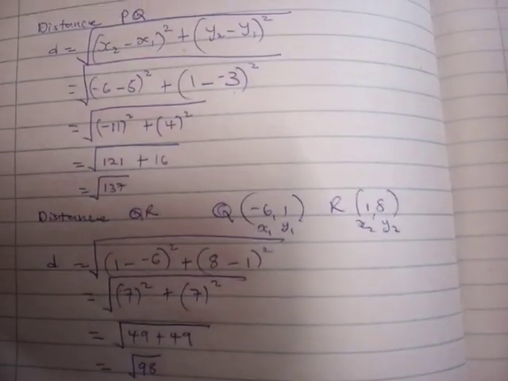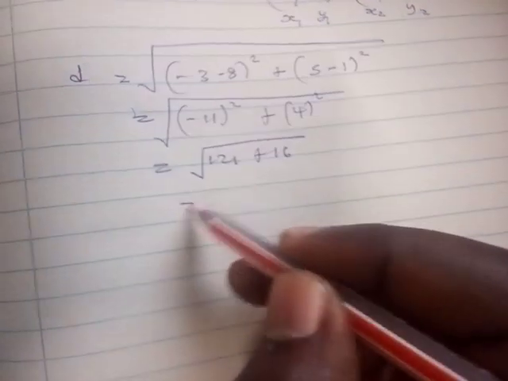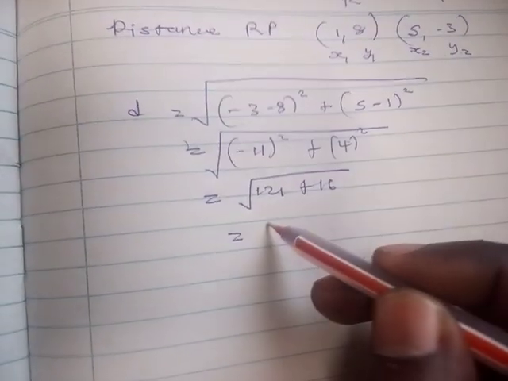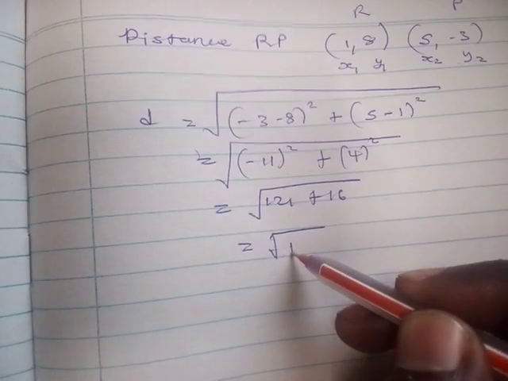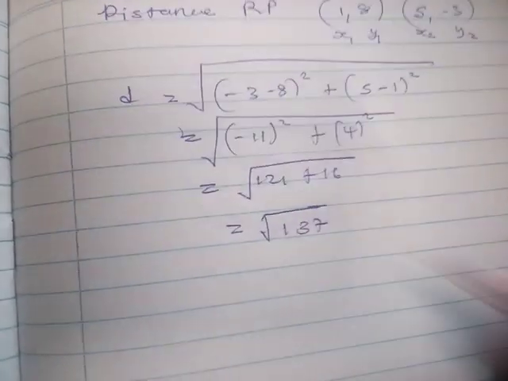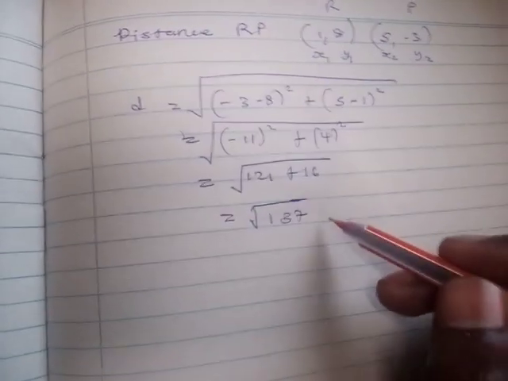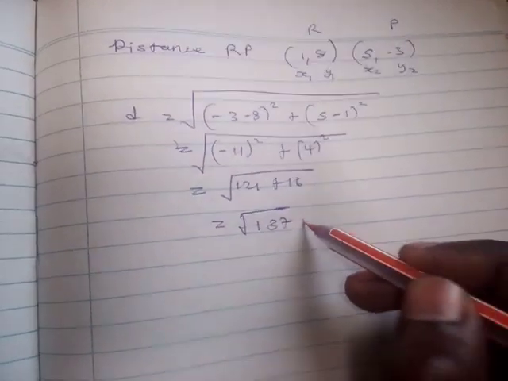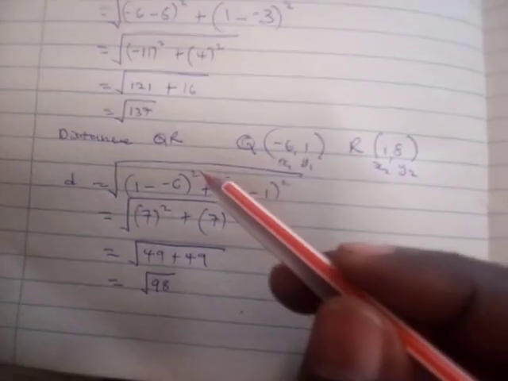So it is giving us the same distance. So this one is root of 137. Okay. So we have all the three distances. We have RP, we have 2R, then we also have P2.